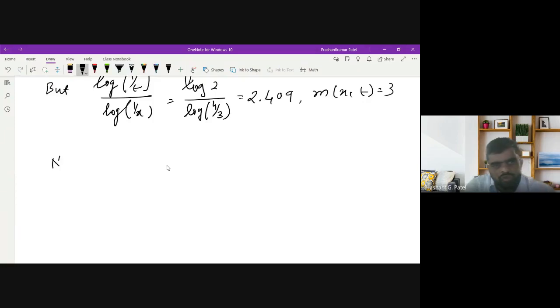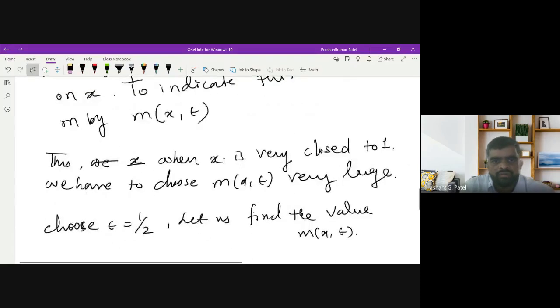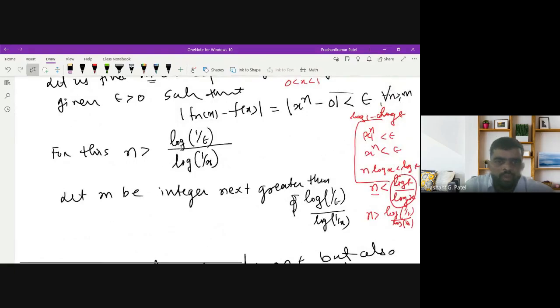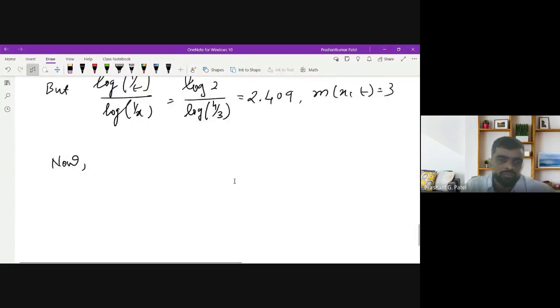So now what we will show, see, what we have found is this m. It may be possible that there is another m which depends only on epsilon. Here we have found m as a box of this value, the next greatest integer, but it may be possible that there will be another m in such a way that it depends only on epsilon and not on x. So what we will show is there is no m in n which depends only on epsilon.